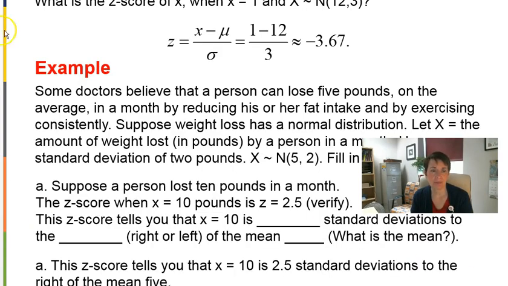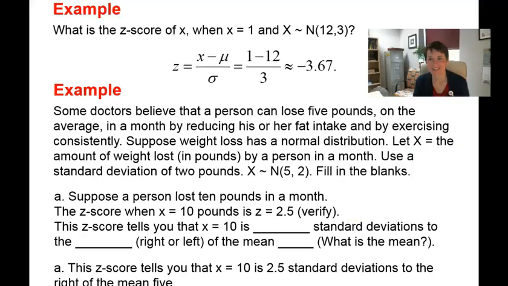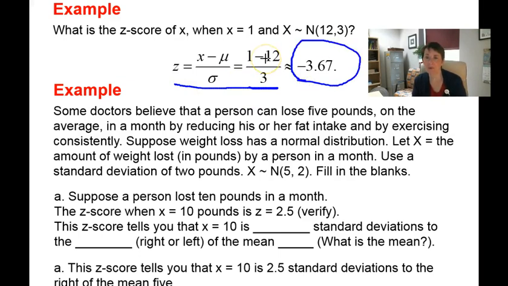So let's look at an example. The first example is just how to find a z-score. What is the z-score of x when x is 1, and then we have that notation. We have a normal distribution, and remember we have our mu listed first, so our mu is going to be 12 and our standard deviation is 3. We just run that through the formula, and we end up with this number, meaning the z-score of x is -3.67. Okay, what does that mean?